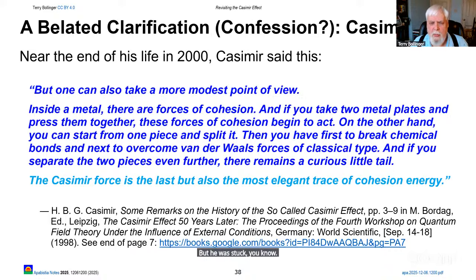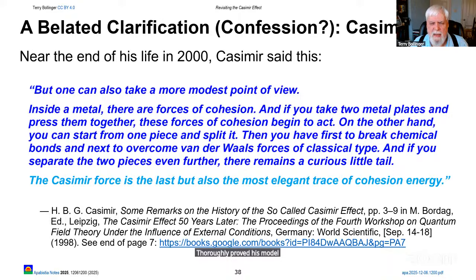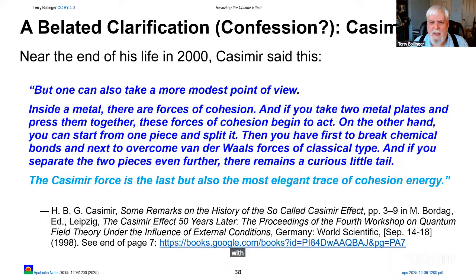Niels Bohr had supported him. Niels Bohr was delighted with his result. He thought it thoroughly proved his model that there's infinite energy at small scales. I don't think Casimir ever truly believed it. I think he was very cautious, and it's interesting how he didn't even like his name to be associated with this. These are the kind of things that people do when they don't really fully agree with the discussion that's been assigned to them. And I think that's a case for Casimir.